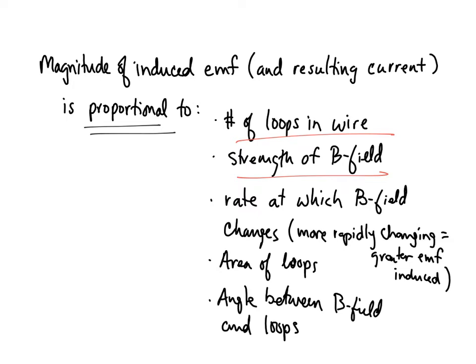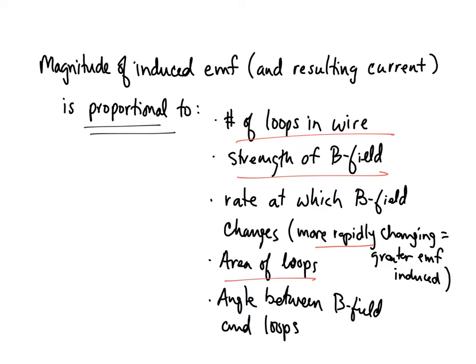It was directly proportional to the rate at which the B field changes. So if you changed it more rapidly, a quick change in the B field produced a larger induced EMF. So when delta T is small, you had a large induced EMF. The area of the loops affected the intensity of the induced EMF. The larger the area of the loops, the larger the induced EMF, the larger the current.